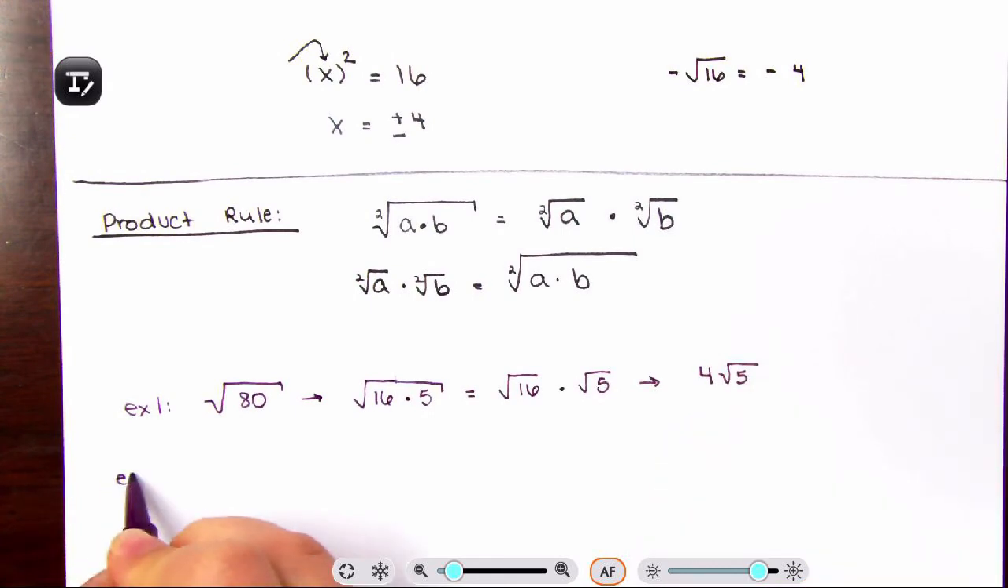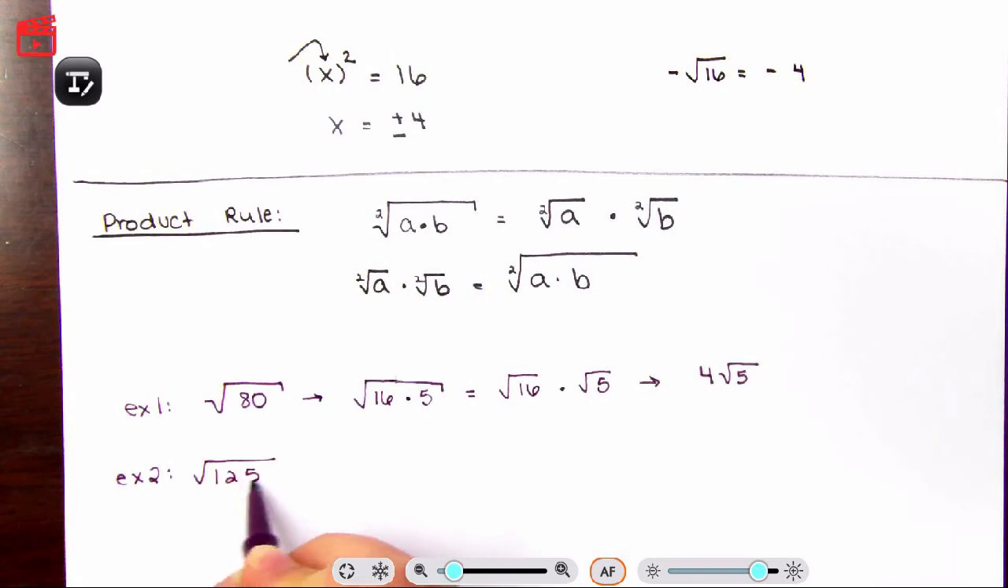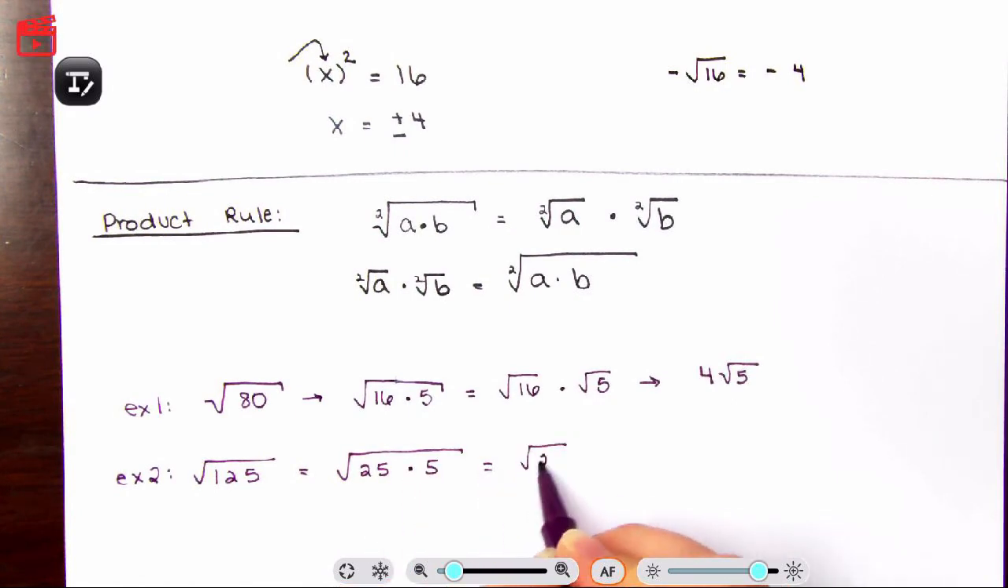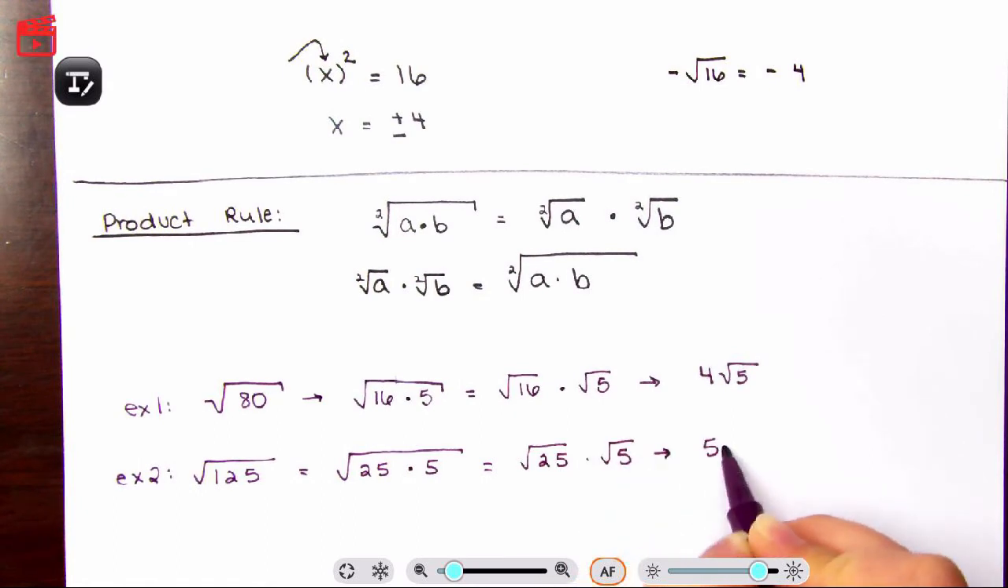Let's do another example. Square root of 125. That is the square root of 25 times 5. Ooh, another 5. That means I have the square root of 25 times the square root of 5, which means I have 5 root 5 as my simplification.